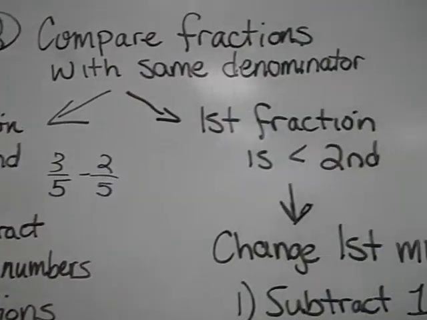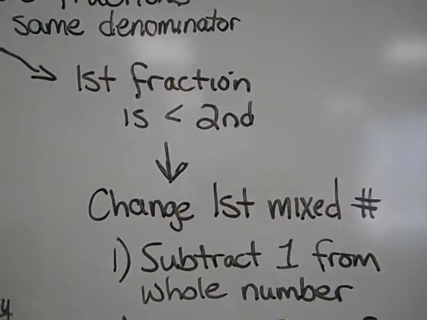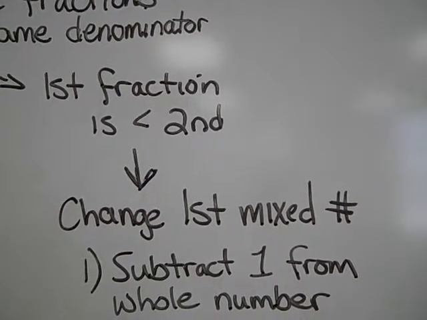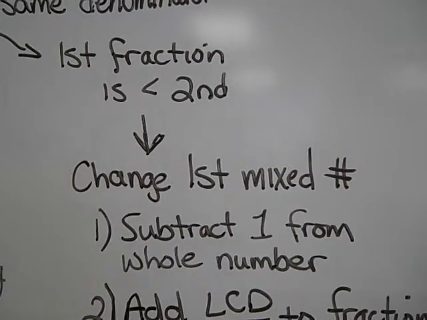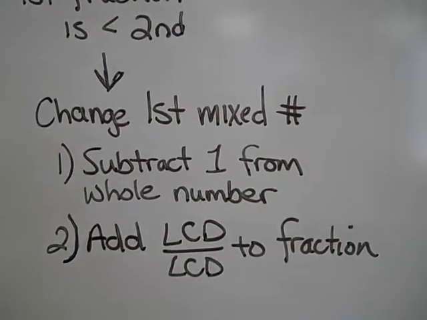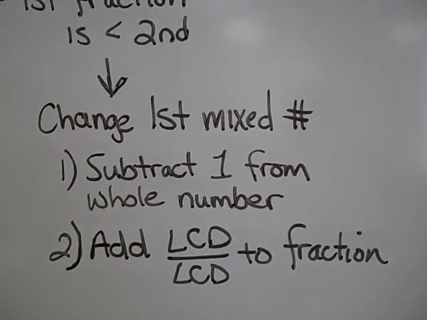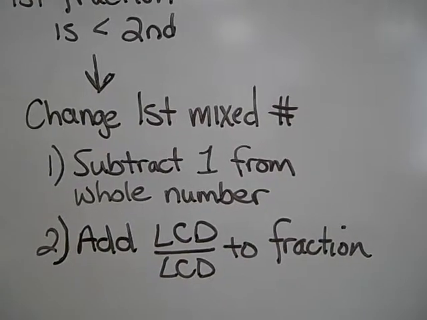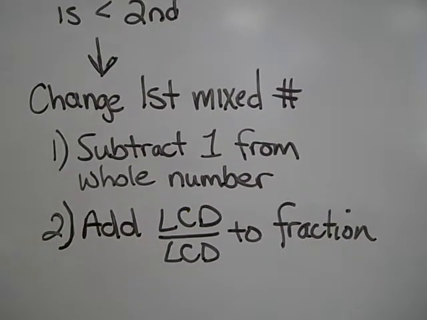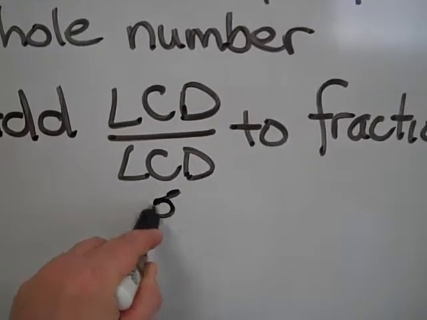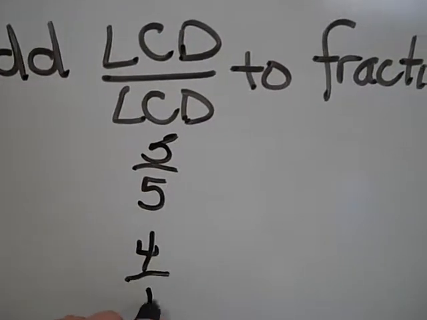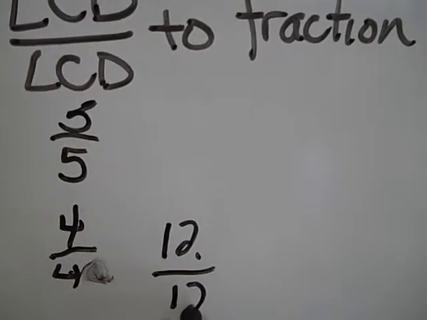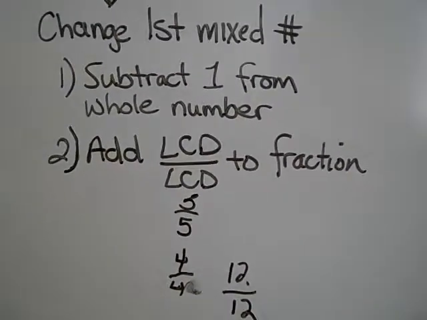Where it gets a little trickier is if the first fraction, once you've got it with its least common denominator, is compared to the second and it's less than that. If it had been 2/5 minus 3/5, for example. We're going to need to do 2 more things. Both of these are going to happen to that first mixed number. We're going to subtract 1 from the whole number. Then we're going to add whatever that lowest common denominator is. In this case, it was 5. We'll add lowest common denominator over the lowest common denominator to the fraction. So 5 over 5 would be an example. Or the other ones that we did before, 4 over 4 and 12 over 12. And it helps if I finish writing one number before I start the next. There we go.